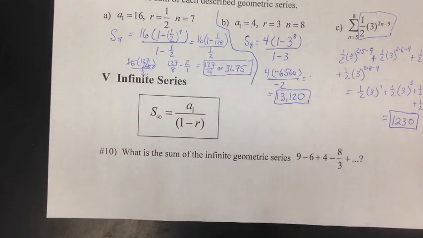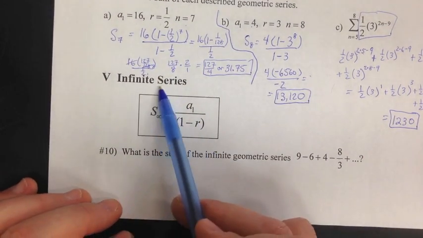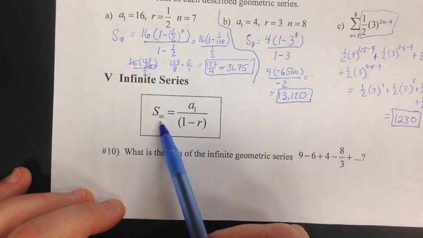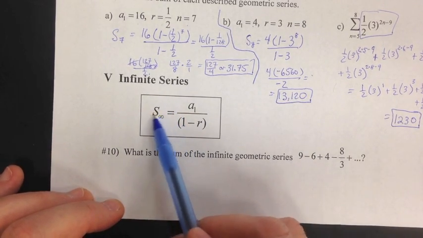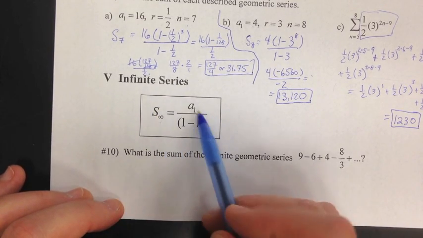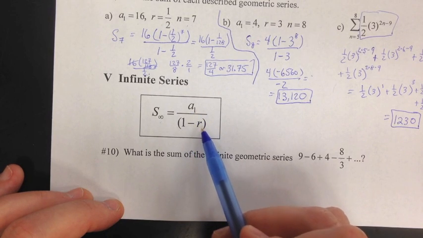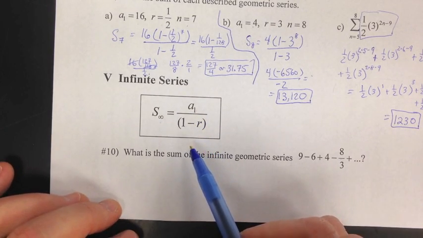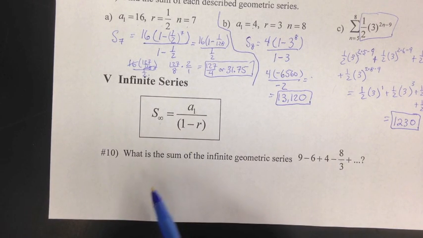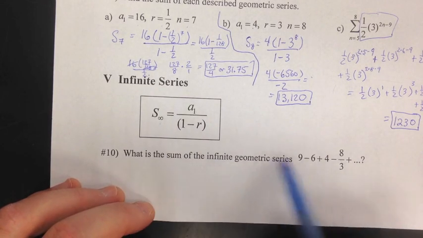All right, one more thing that we'll discuss, and that is an infinite series, and finding the sum of an infinite series. So it's S infinity. Sum of an infinite series is a sub 1 over 1 minus r. Now you might be asking, how is it possible that if you're adding an infinite number of numbers, that you're actually going to come up with one value for that? Well, let's look at an example.